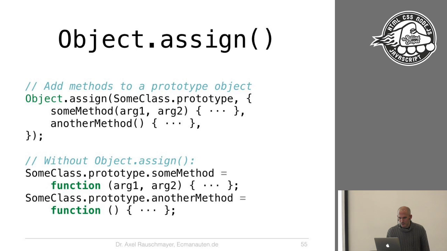This is how you traditionally add methods to a prototype in ECMAScript 5, and with Object.assign, you can just mix in this object literal. You have the nice syntax for the methods, and these two methods are merged into SomeClass.prototype. So that's a quick way, and you don't have to mention SomeClass.prototype all the time. You don't have to mention function, so that cleans it up.